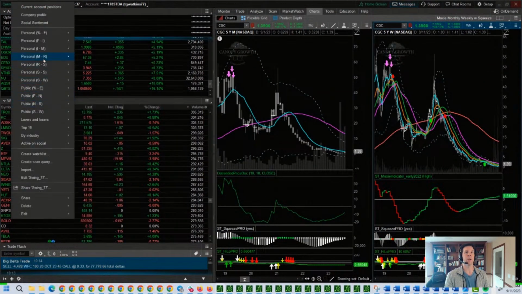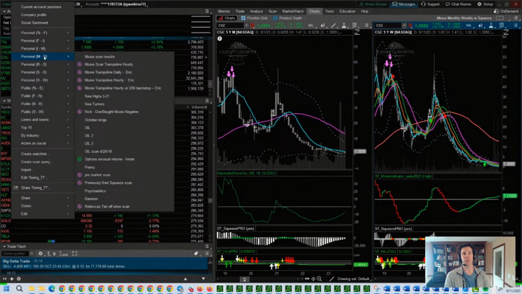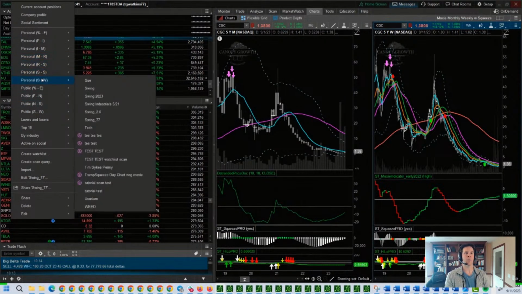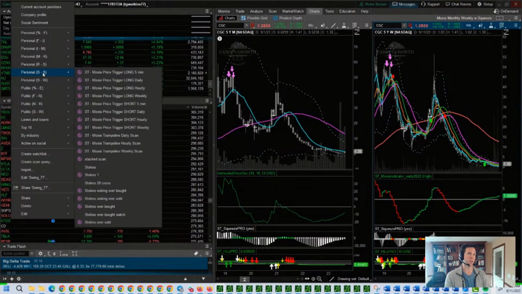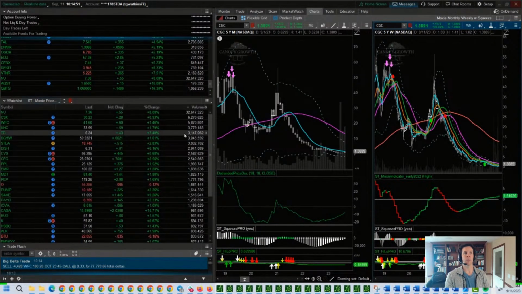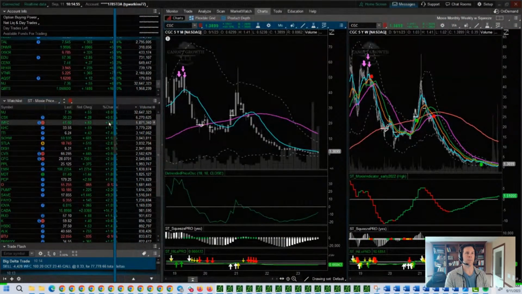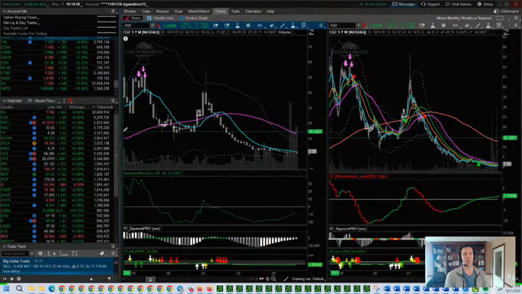All right, then let's see what other things you can do. Come over here, and we have a bunch of scan tools. You can build your own watch list and all that stuff, but right now we can look at scan tools. So if we're going to be bullish, one of the things I like to look at is, let's say, long Moxie price trigger hourly. So let's scoot this over a little bit. You can sort it however you want.